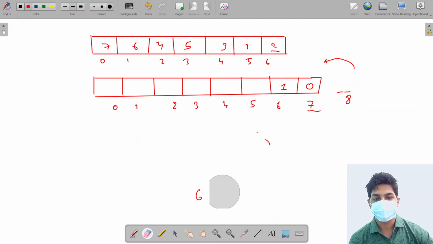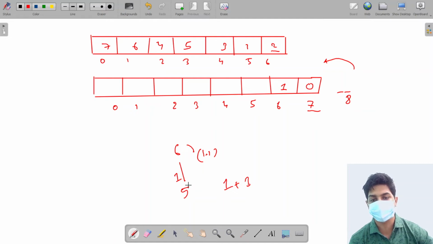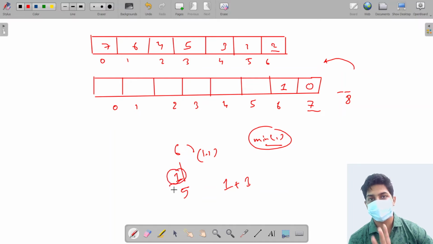Now let's find the minimum jumps for the 5th one. From the 5th I can take only a jump of 1 unit, so I will reach the 6th point. From 6, how many jumps are required? 1 jump. So my answer will be 1 plus 1, since there are no other options available for 5. So 1 jump is required from the 6th point to reach the destination, plus the 1 jump which I am taking from the 5th stair to reach the 6th stair, a jump of 1 unit. So 1 plus 1 equals 2. That is, the minimum for 5 is 2.